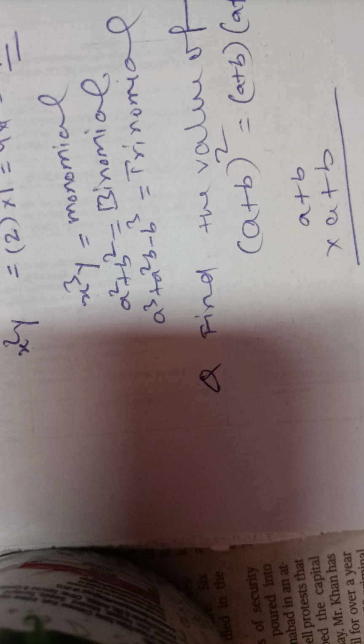Now find the value of a plus b whole square. What is the meaning of this? A plus b whole square means the a plus b multiplied 2 times, a plus b into a plus b. So now find out the multiplication of a plus b into a plus b.